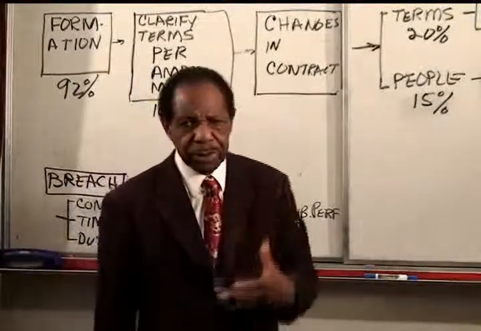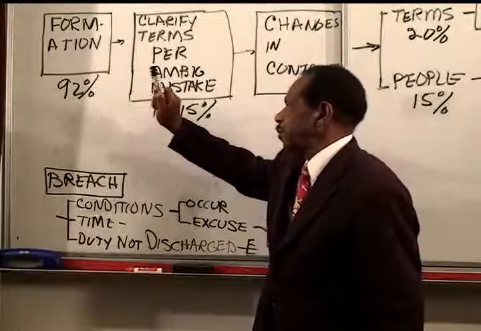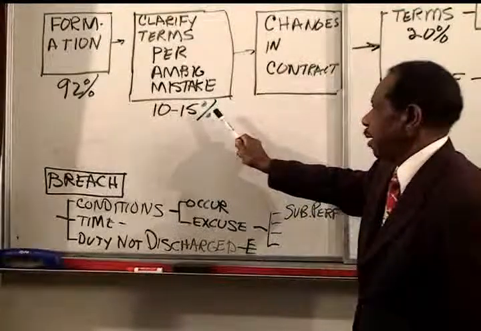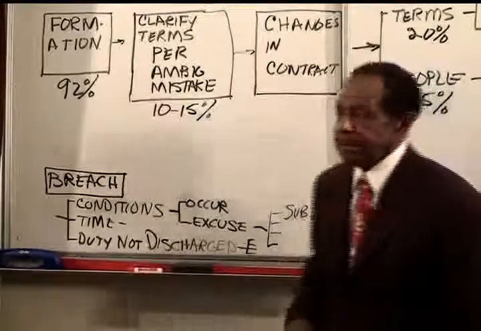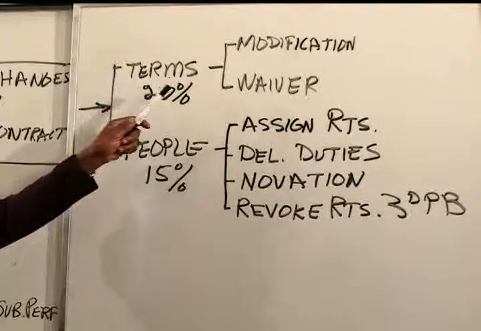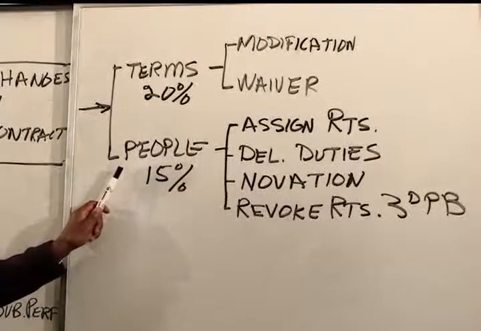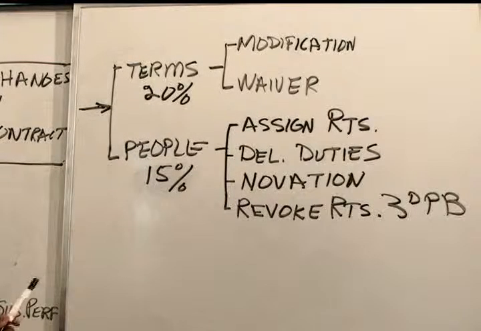So we're at the point now, in summary, where we know that contracts questions generally involve formation issues. They may involve clarifying the terms. They may or may not. They may involve changes to the contract. That's changes in the terms, such as a modification, which is the most common, and changes in the people to the contract. There are 4 ways to change the people. About 15% of the contracts do that.